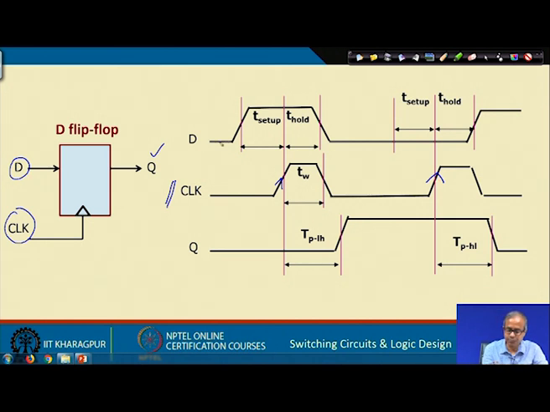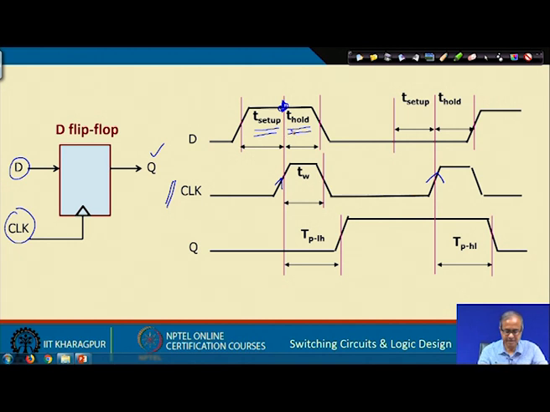Now, suppose in my D input I am applying some signal like this. When this clock edge comes, the value of D is 1, at this point. So, this T setup is the minimum duration before this edge for which I must apply D equal to 1 and leave it like that. Similarly, after the clock edge comes, for this hold time T hold, I must maintain D for this much time again. And after the clock edge comes, let us say here at this red vertical bar, how much time will it take for the output to change? This is my propagation delay.